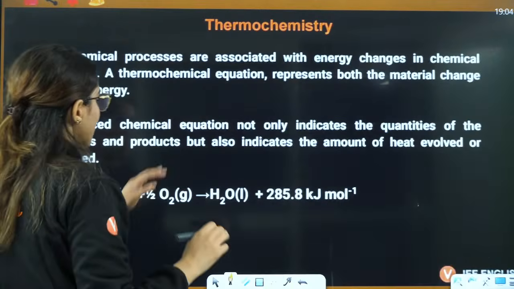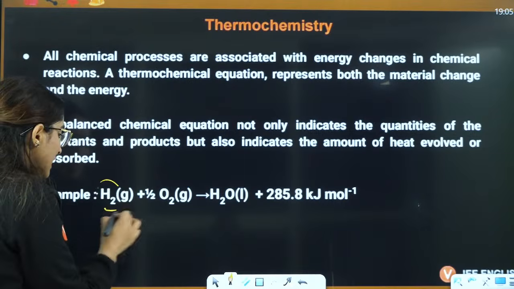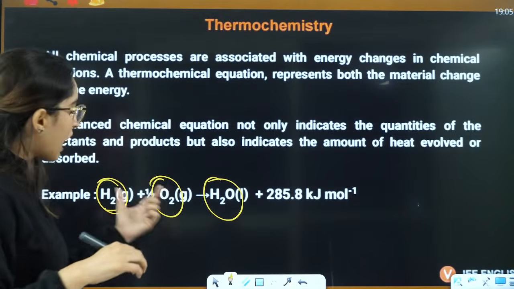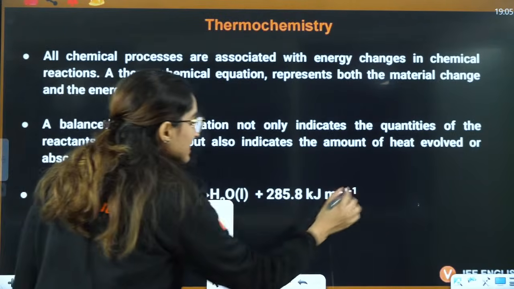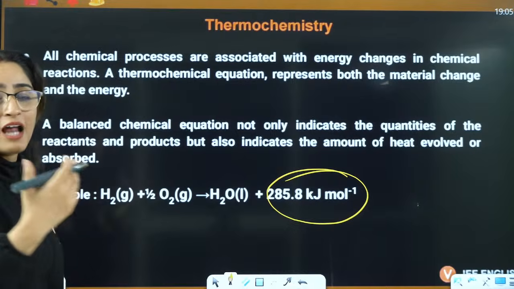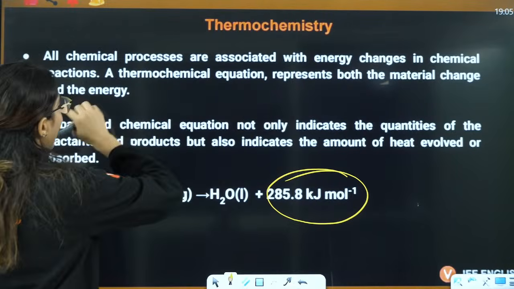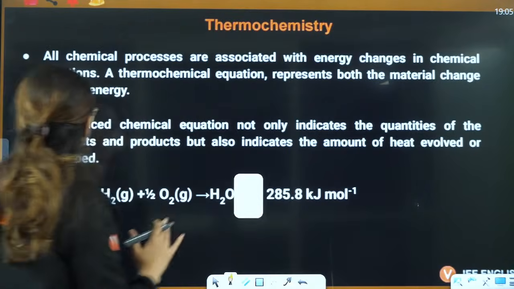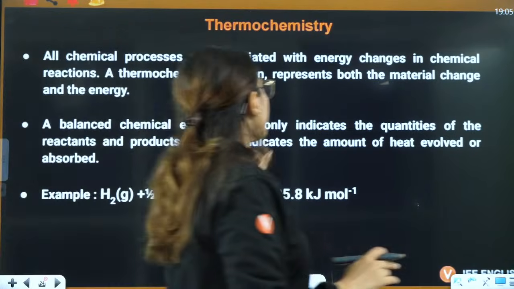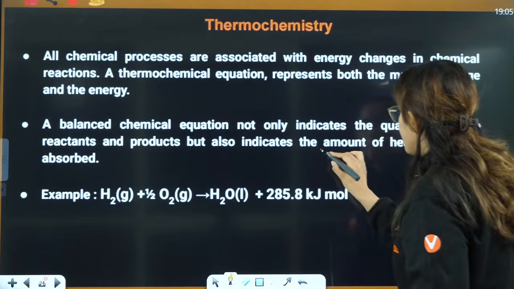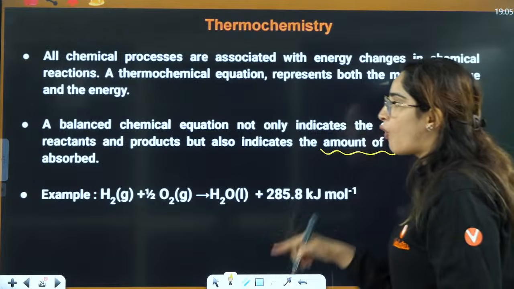A balanced chemical equation. Now what we are saying is that we can see how molecules are changing, how they are balanced, how energy is being absorbed, how energy is being released. That means we are showing both material and energy change here. So a balanced equation not only indicates the quantity of reactant and product, but also indicates the amount of heat evolved or absorbed.